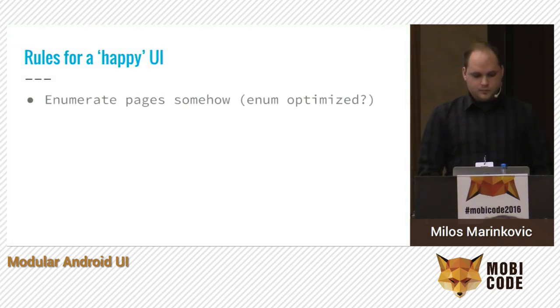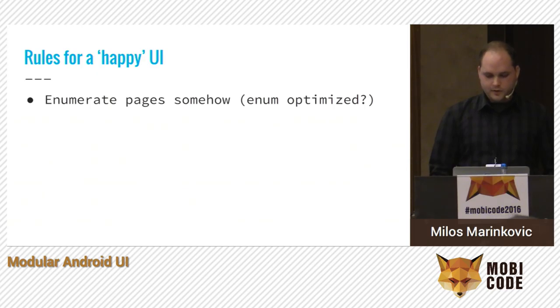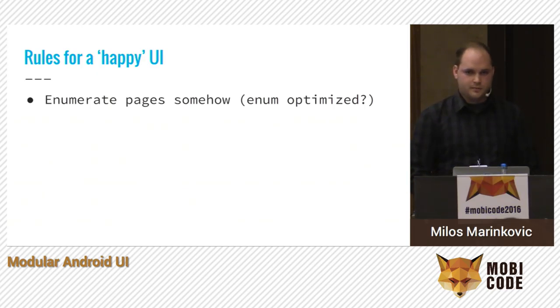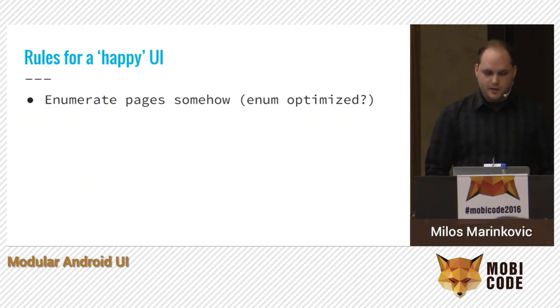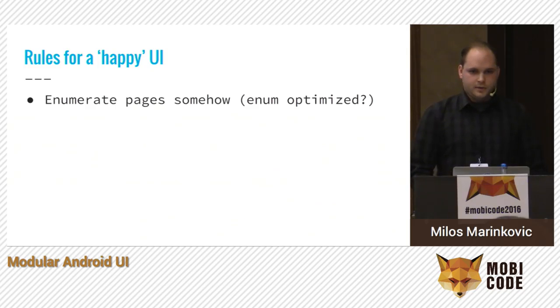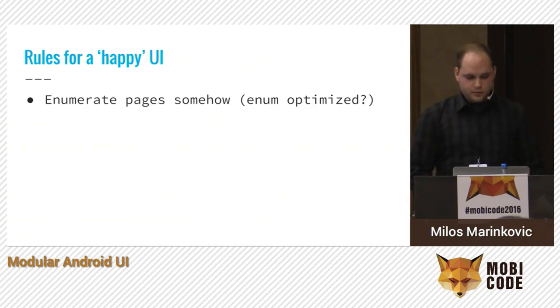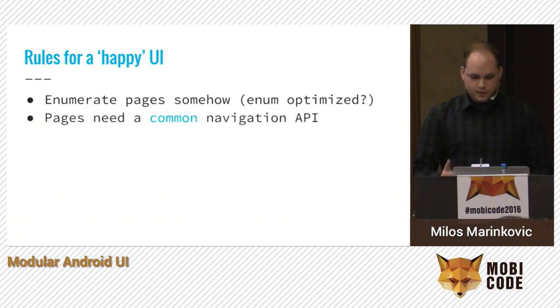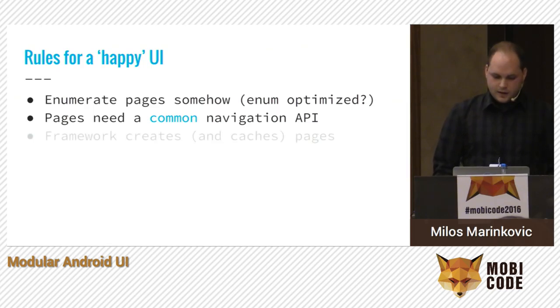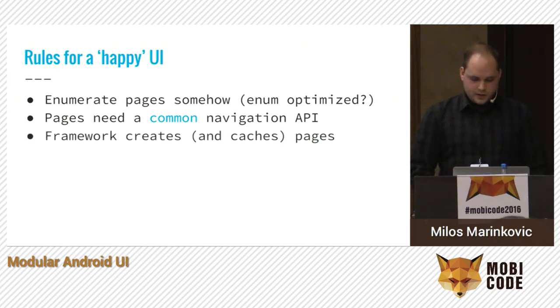So we defined a few rules to keep our UI code clean. The first one is to enumerate the pages. I've read somewhere that enums are now optimized by the compiler. That may or may not be true, but you can always use the IntDef if you want to. So you enumerate pages, put them all in the same place, give them a common navigation API before they are created. I'll just show you an example here.